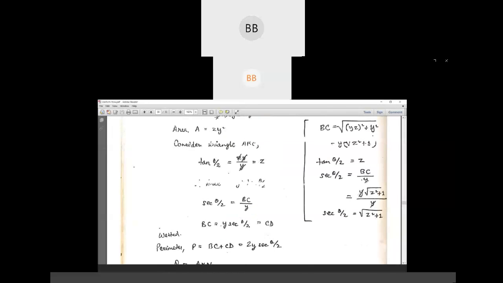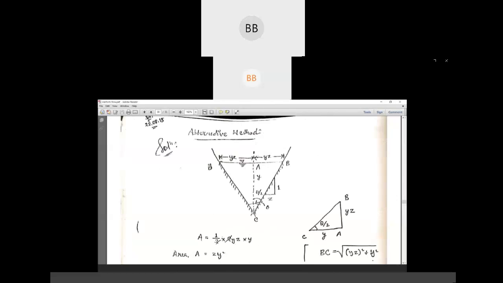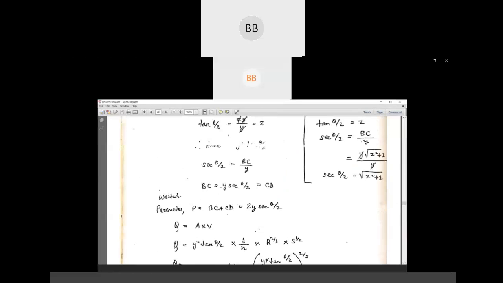Now considering triangle ABC that we have already done, we are going to consider the wetted perimeter. This is D. So wetted perimeter is nothing but DC plus BC. This is our wetted perimeter. This side and this side. Wetted perimeter till here, till the level of water.